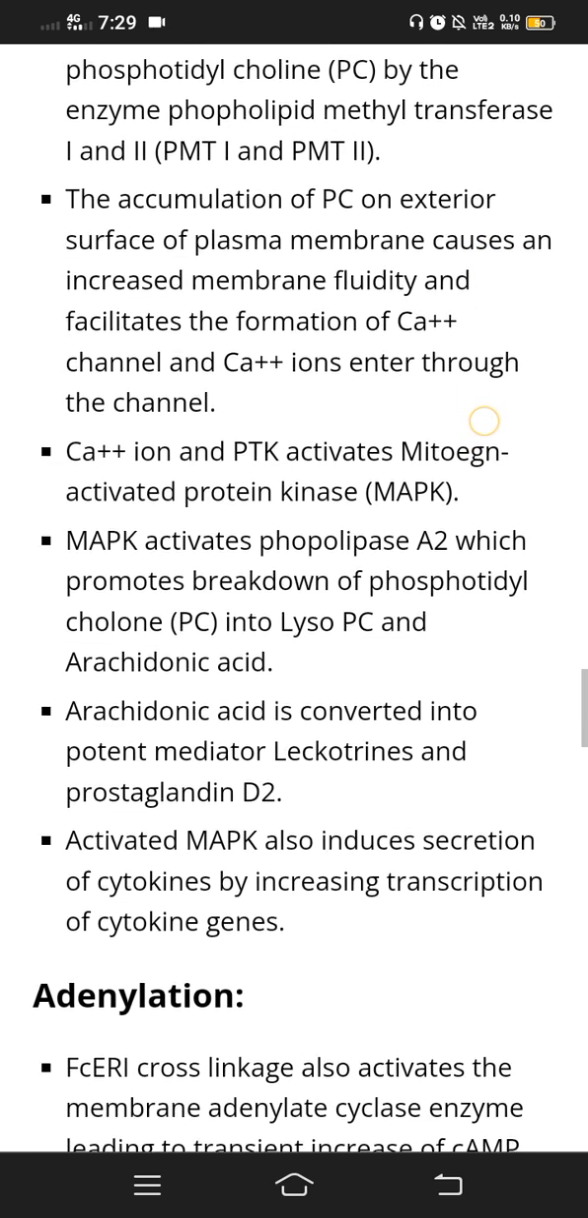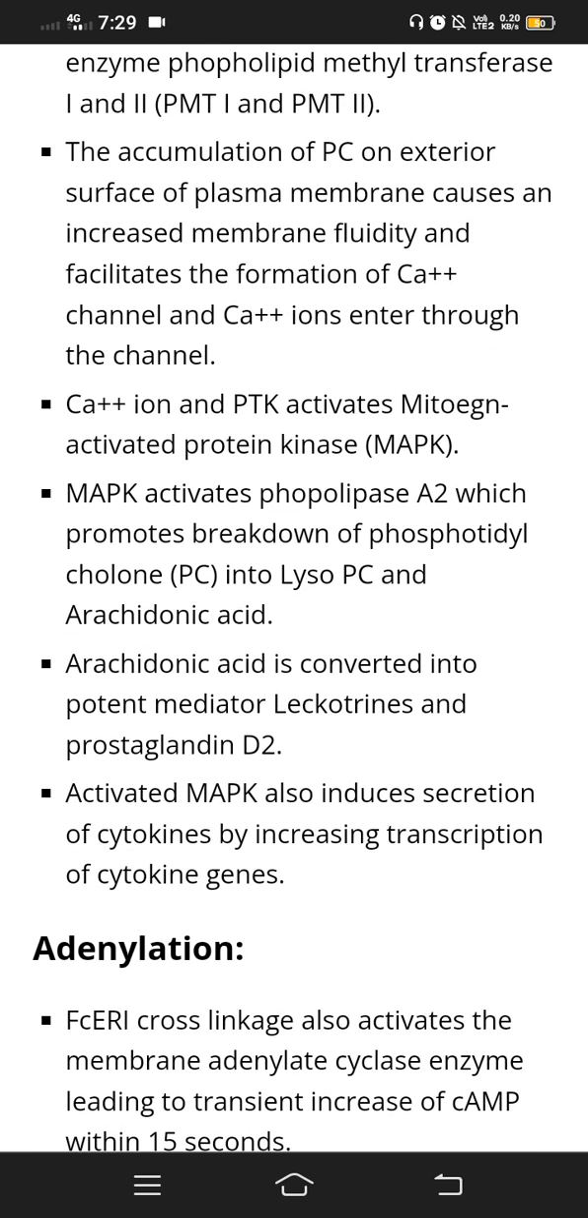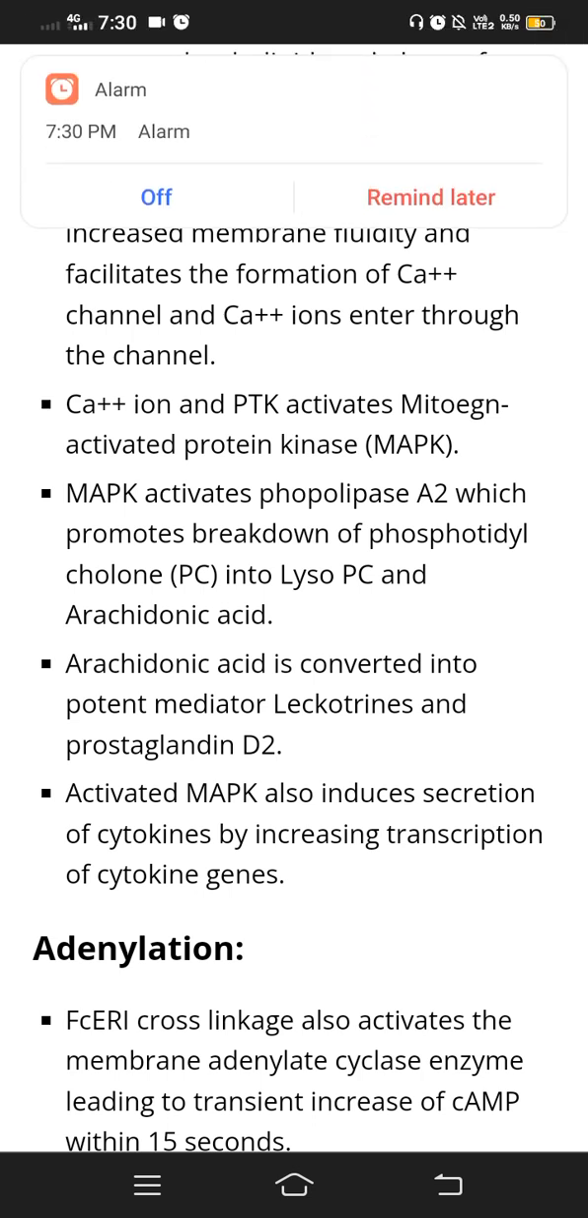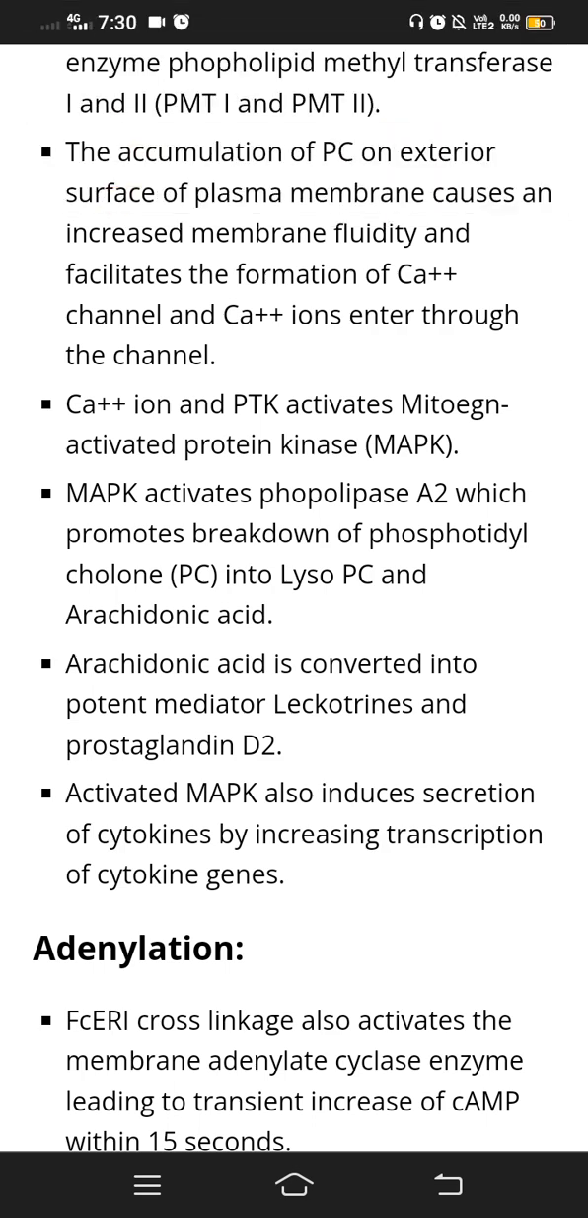Then Ca++ ions and PTK activate mitogen activated protein kinase, MAP kinase. MAP kinase activates phospholipase A2, which promotes breakdown of phosphatidylcholine into lyso-PC and arachidonic acid. Arachidonic acid is converted into the potent mediators leukotrienes and prostaglandin D2. Activated MAP kinase also induces secretion of cytokines by increasing transcription of cytokine genes.